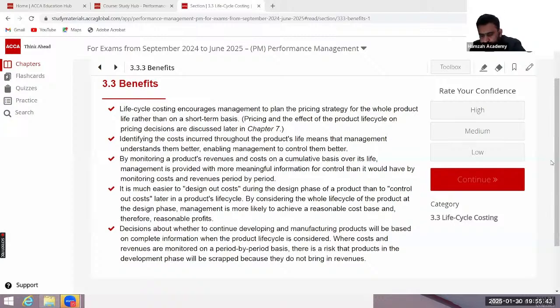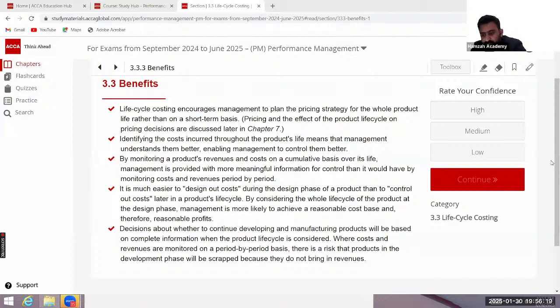Yes, do you have any question on the benefits of life cycle costing? Life cycle costing encourages management to plan the pricing strategy for the product for the whole product life rather than on a short-term basis. That would be the benefit, that you will be focusing on the total life of the product rather than 1 or 2 years.